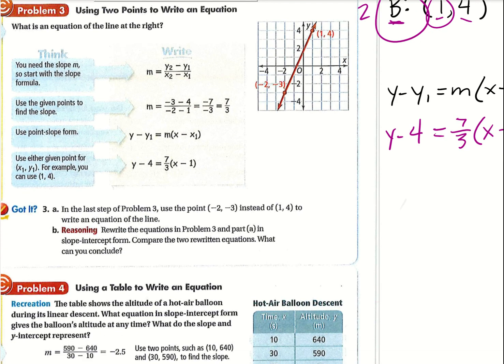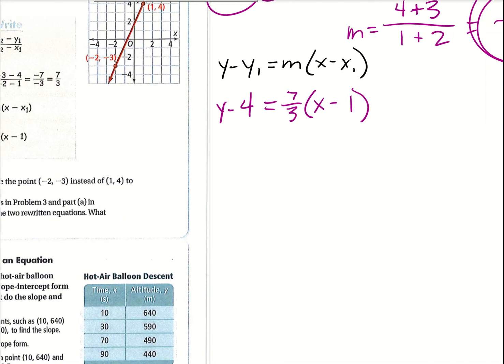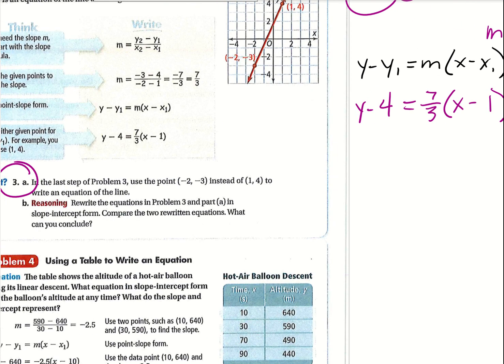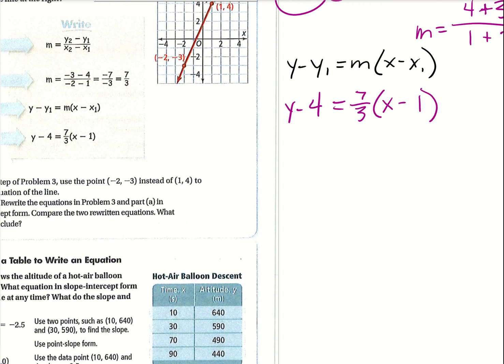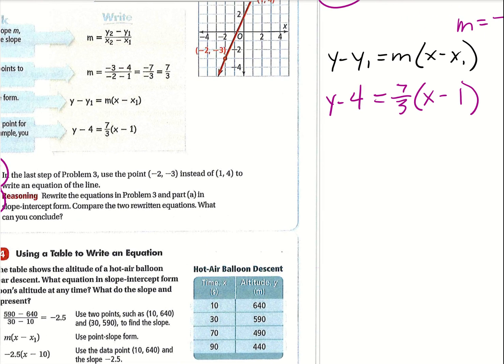Now that we've done that problem together, I want you to go ahead and do problem 3a here. You'll get something a little bit different, and then I want you after that to go ahead and do 3b. That'll show you why either one will work. Give that one a try, see how it goes.